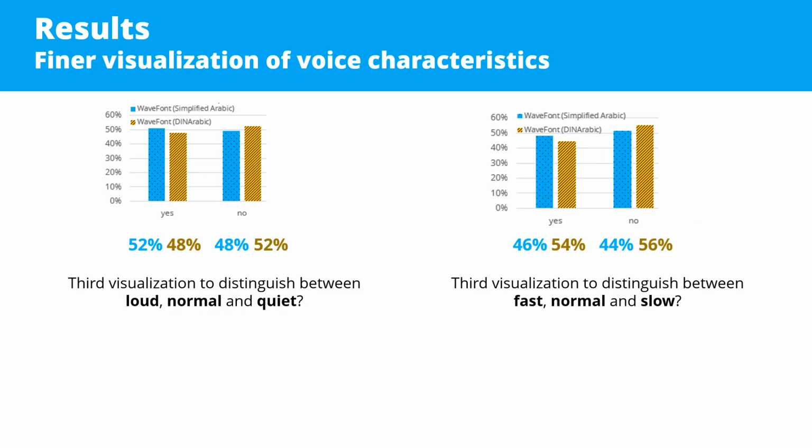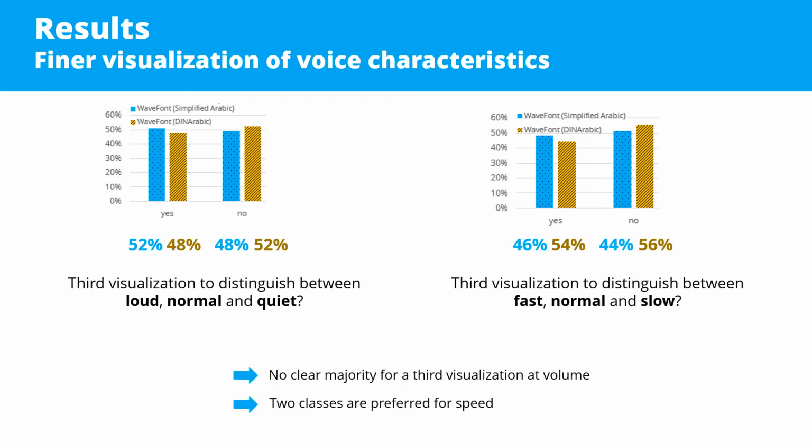In our videos, we showed WaveFont with two classes for loudness and two classes for speed. To figure out if a finer visualization of the voice characteristics makes sense, we asked the participants if we should add a third class. As you can see from the figures, the proportion of participants who prefer a finer distinction in loudness and those who do not is comparable. While in speed, the larger proportion prefers the two previous classes.